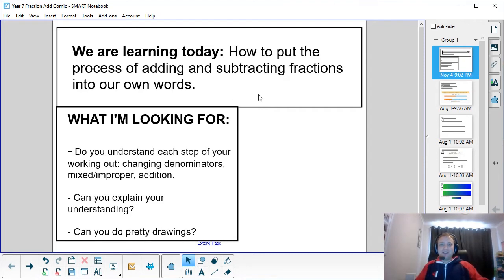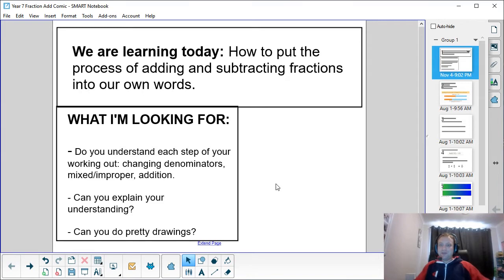subtracting fractions. Okay, so the thing that you're doing today is putting this process of adding and subtracting fractions into your own words. Okay, you've heard enough of our words. We want to see if you understand it by explaining the process of adding and subtracting yourself. So to be good at this, you'll have to understand each step of your working out. So you'll have to try and remember why we do the things we do, right? We're not mucking around with our fractions just for the sake of it. Every step of our working out has a purpose.